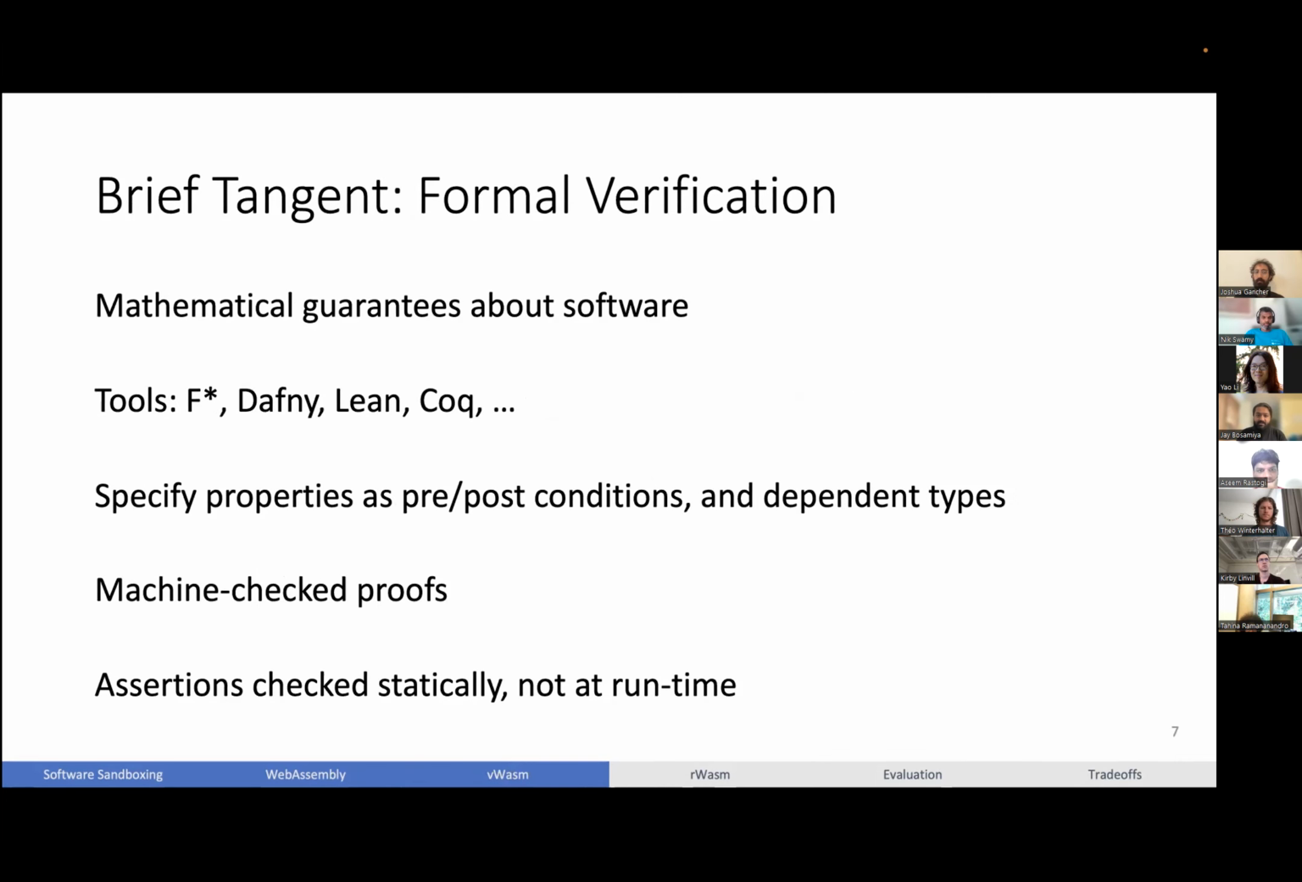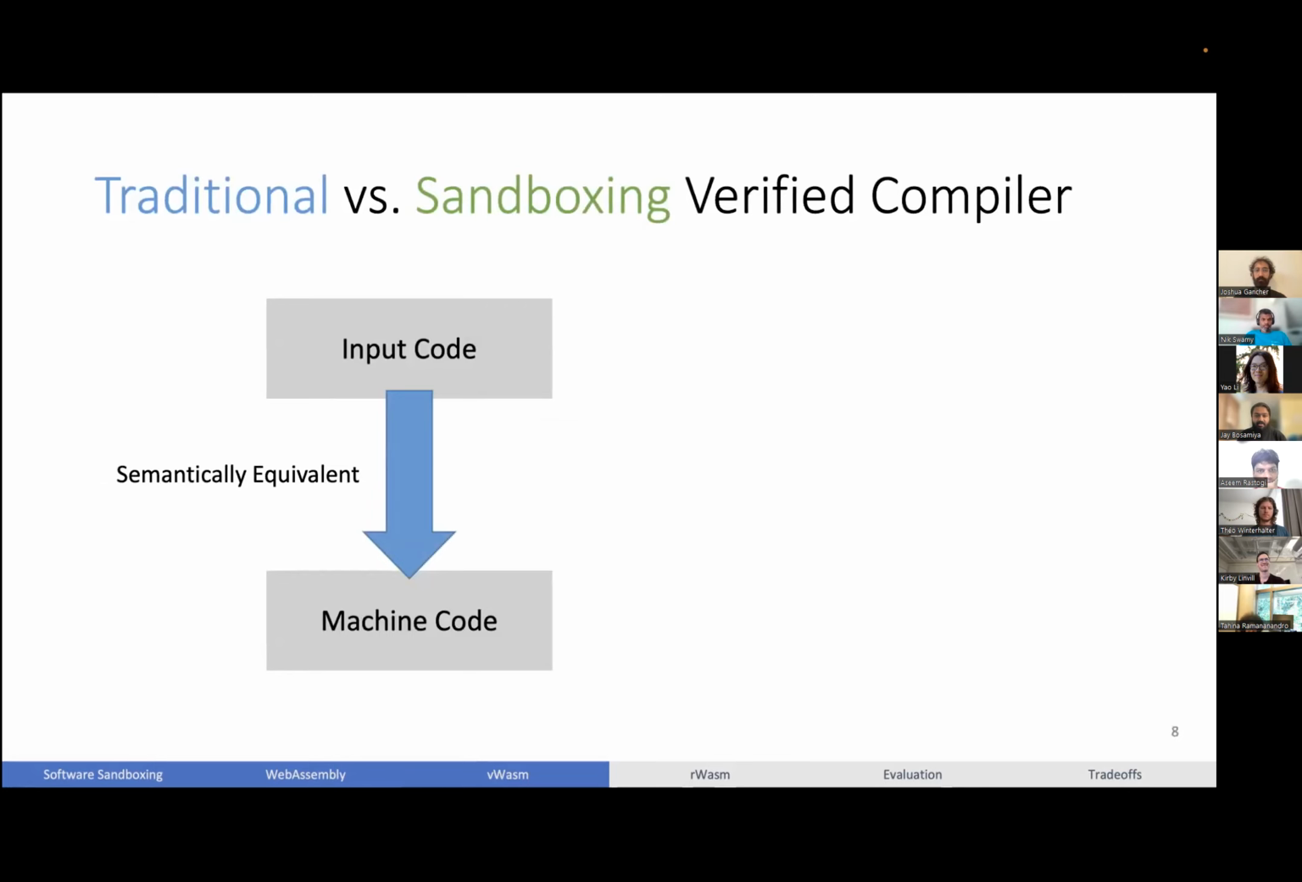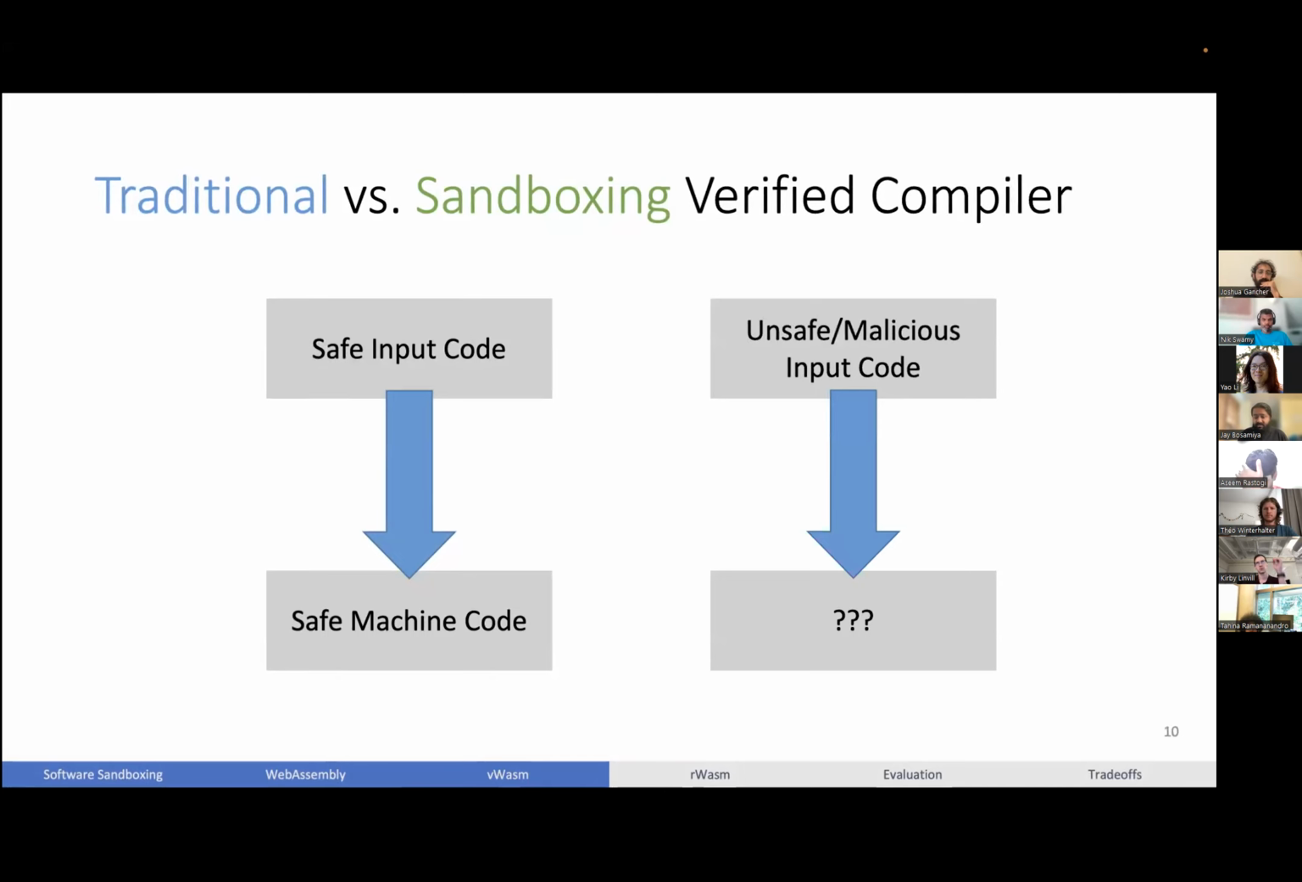For vWasm itself, you all know what formal verification is, so I can skip this. Comparing a traditional compiler and a sandboxing verified compiler: a traditional compiler of the CompCert or CakeML style shows semantic equivalence between its input and output code. What this means, though, is that safe input code becomes safe machine code. However, it says nothing about unsafe or malicious input code. What we want with sandboxing verified compilers is that safe code must stay safe, but even unsafe or malicious input code should get turned into some sort of safe machine code.